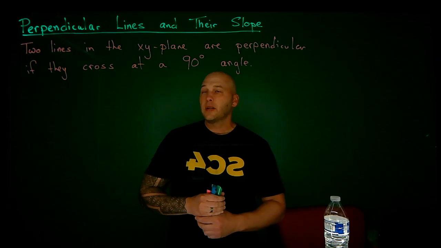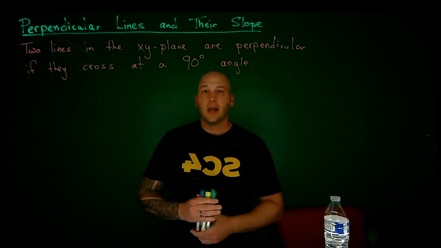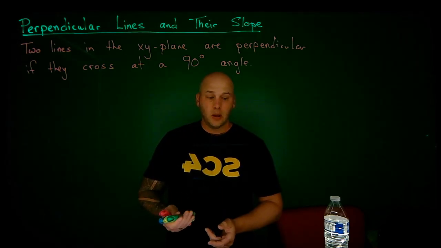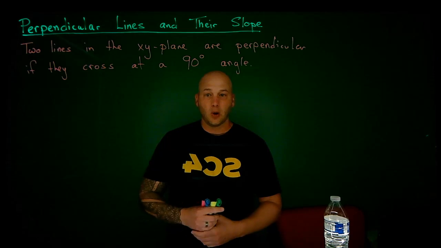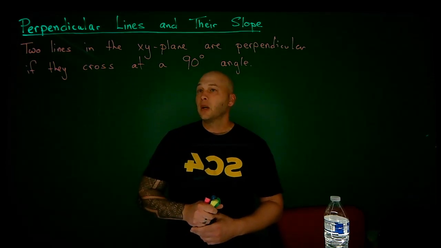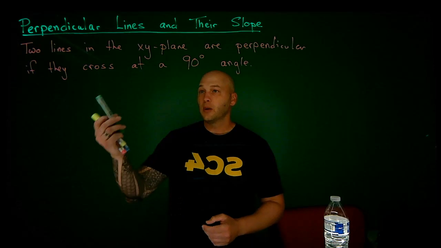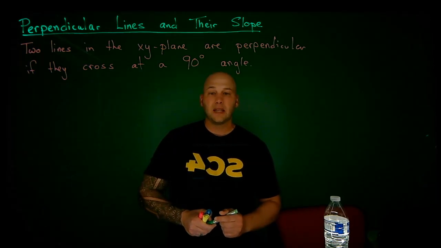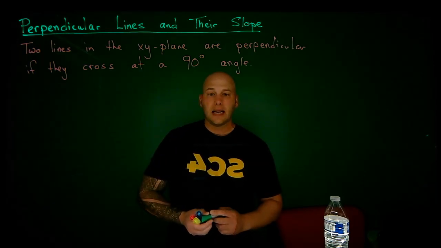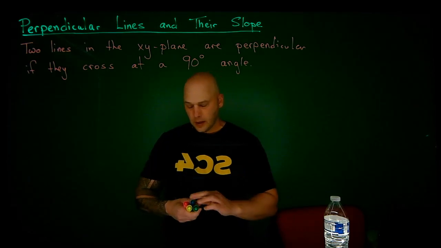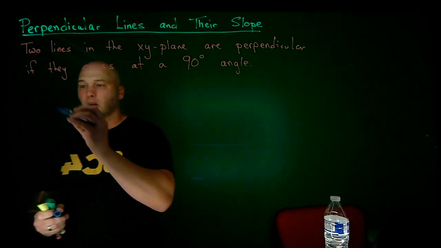What I want to do is take a look at perpendicular lines and their corresponding slopes. What's the relationship between slopes of perpendicular lines? Well, let's talk about what perpendicular lines are first. First and foremost, two lines in the xy plane are perpendicular if they cross at a 90-degree angle. Now there are two cases that I want to consider.